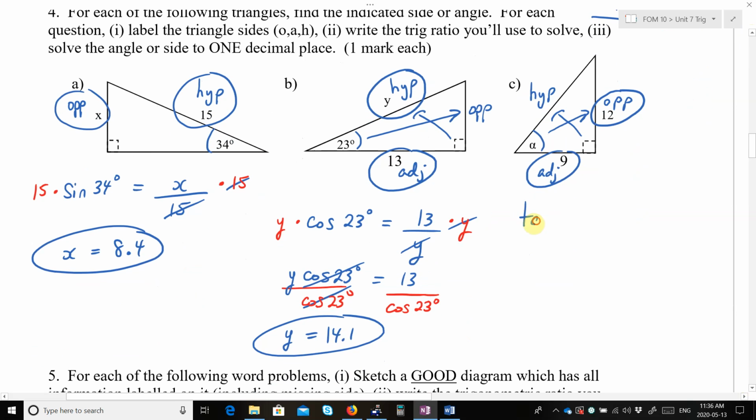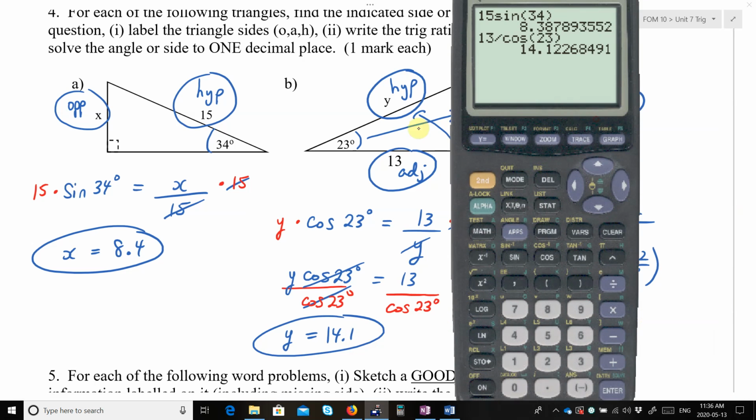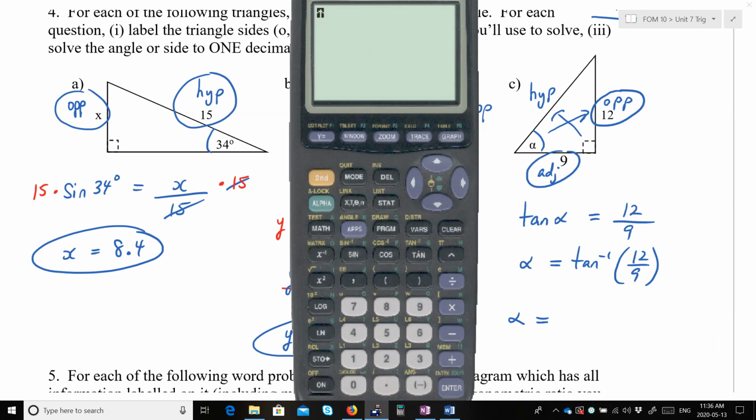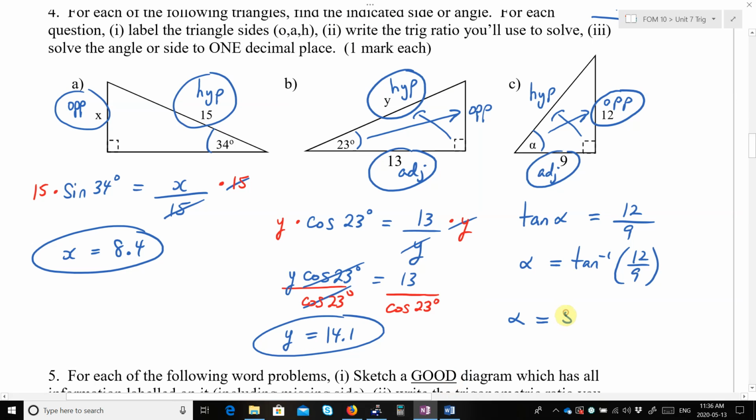So you would simply go tan alpha equals opposite 12 over adjacent 9. And remember, when you have the ratio and you're looking for the angle, you have to go tan inverse. So you go shift tan, 12 divided by 9, and we get 53.1 degrees for that angle.